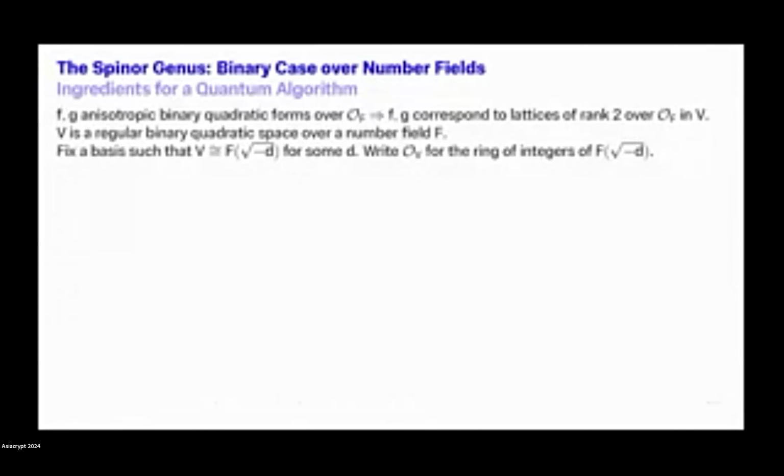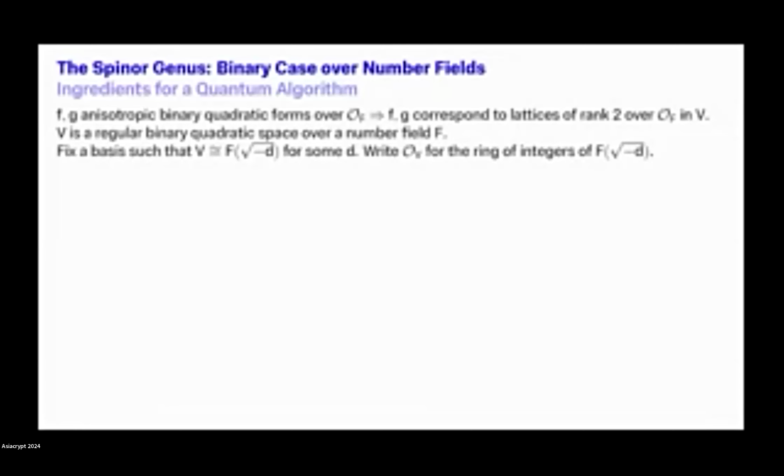So what other ingredients do we need? Well, we'll let F and G be anisotropic binary quadratic forms over the ring of integers of F. This means that F and G correspond to lattices of rank 2 over O_F in V. Because of our conditions on F and G, we can take V to be a regular binary quadratic space over a number field F. In this case, we can fix a basis such that V is isomorphic to a quadratic field extension of F, defined as F adjoined the square root of minus d for some d.